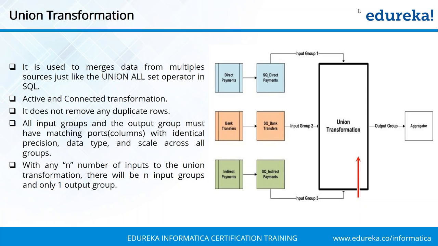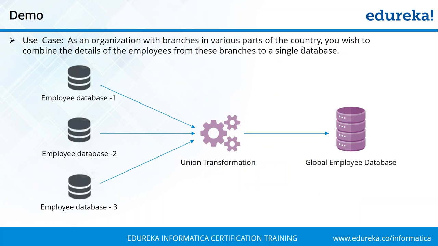Alright, so now to give you a better understanding of how the union transformation works, let's look at a use case. Now it's common that a huge organization has branches located in different vicinities. Now each of these branches will have its own set of employee details.